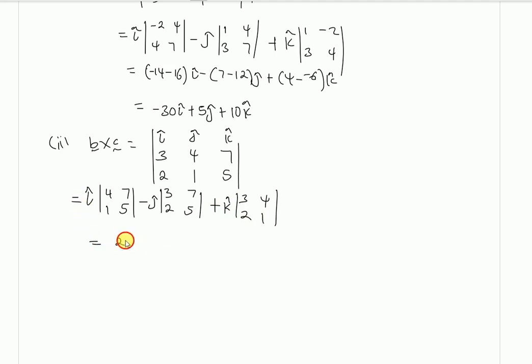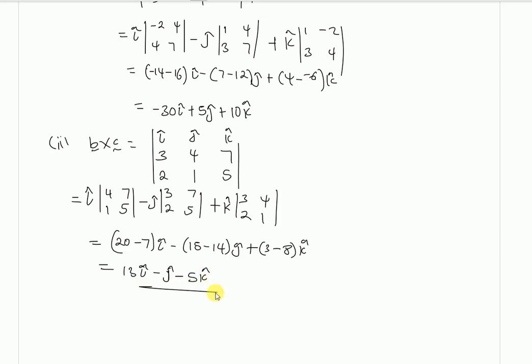This one is further: 20 minus 7, that is i, minus 15 minus 14 for j, plus 3 minus 8 for k. And this is negative. It is not negative, please. It is 13i. 15 minus 14 is 1, so this is minus j. And then 3 minus 8, that is negative 5, so this is minus 5k.